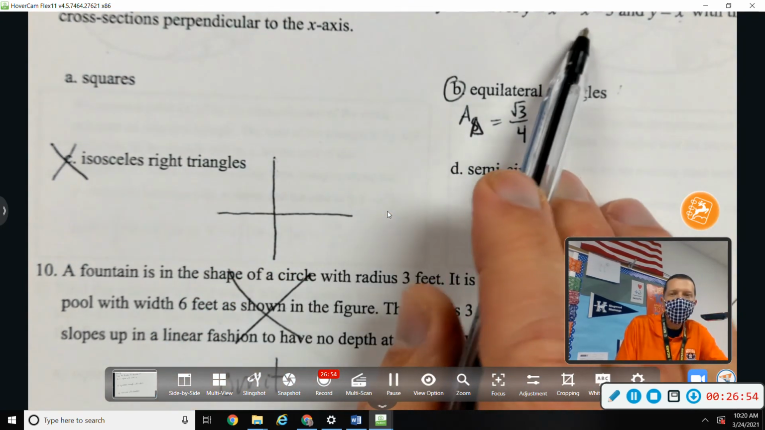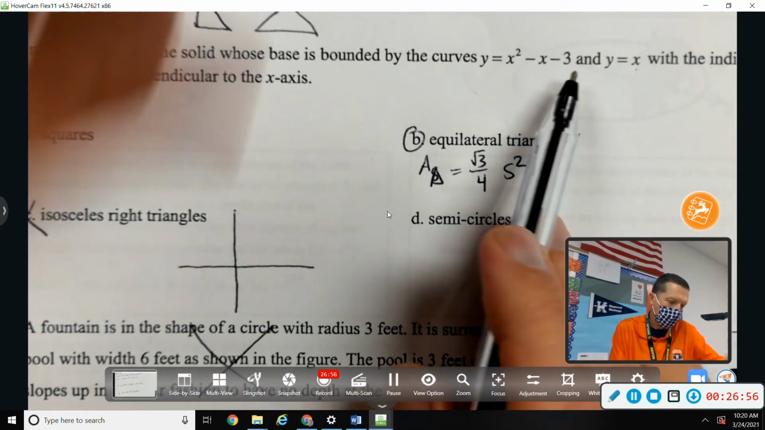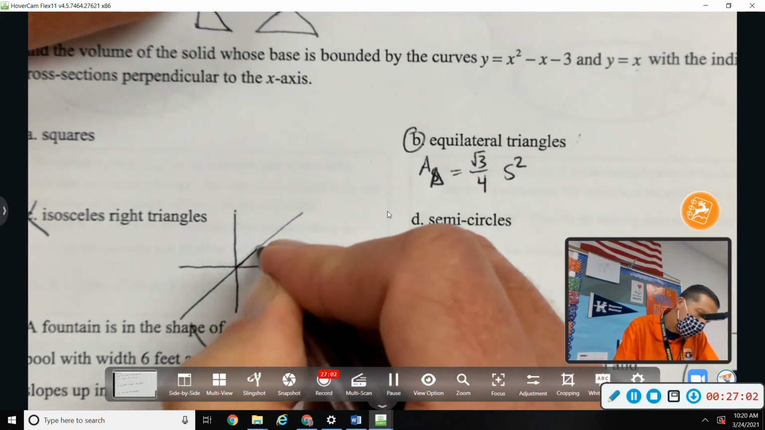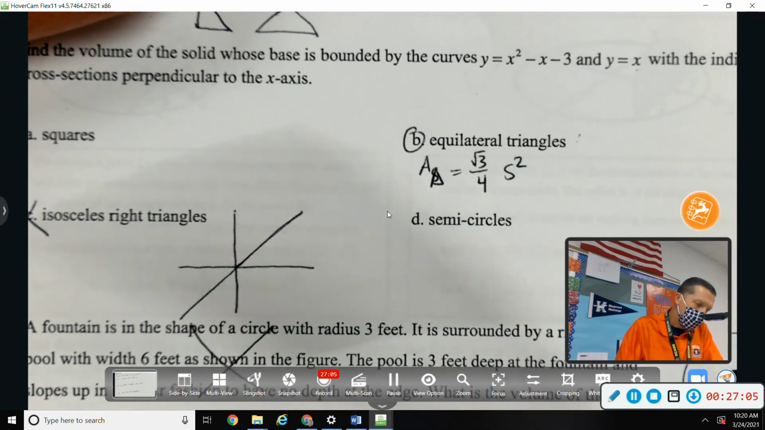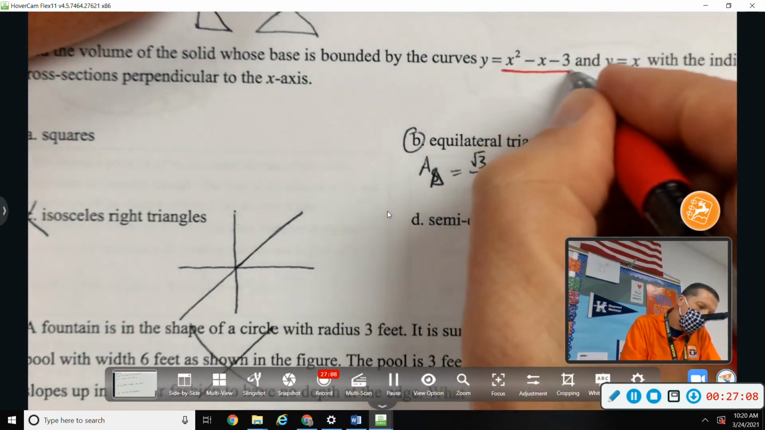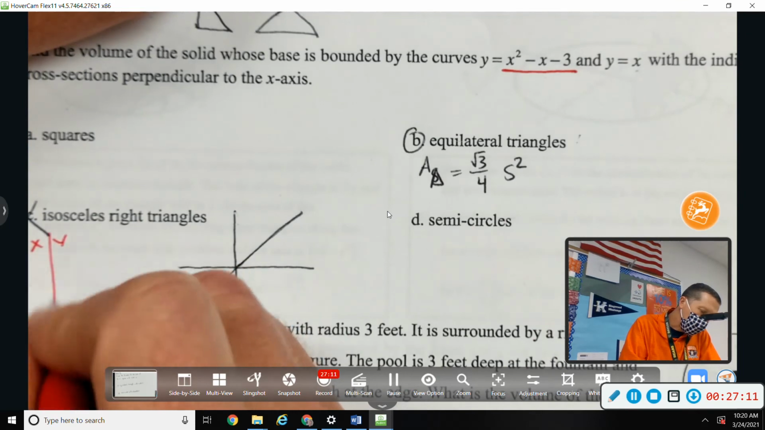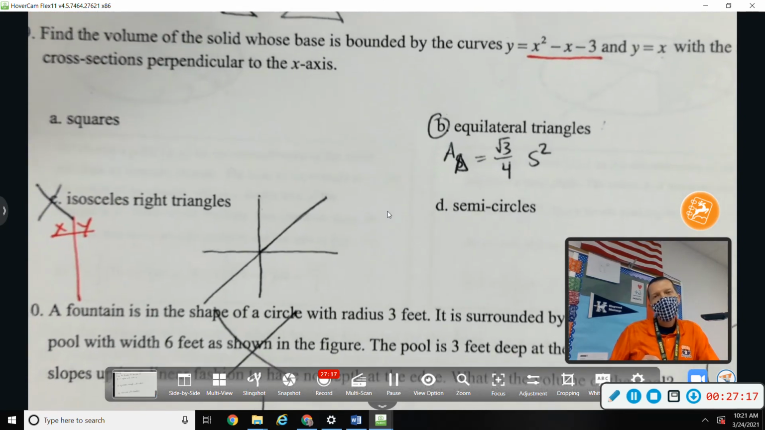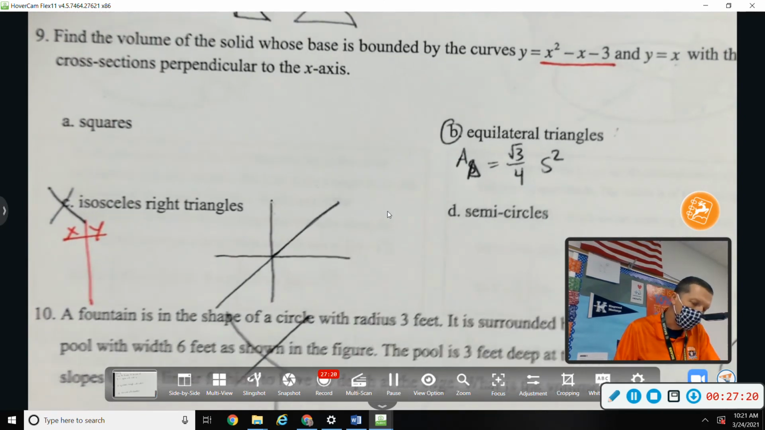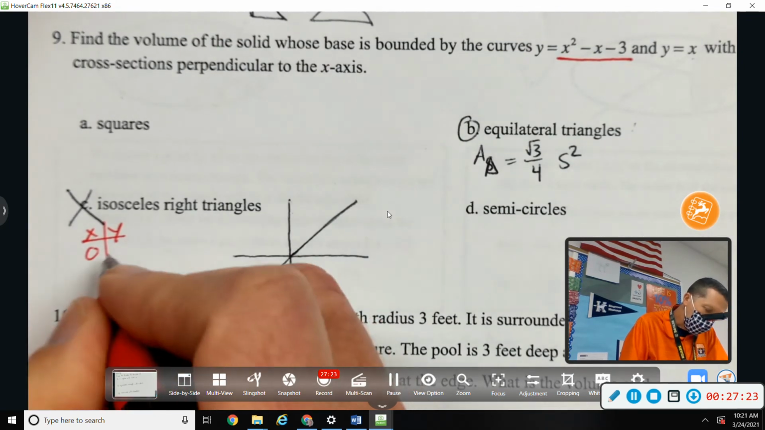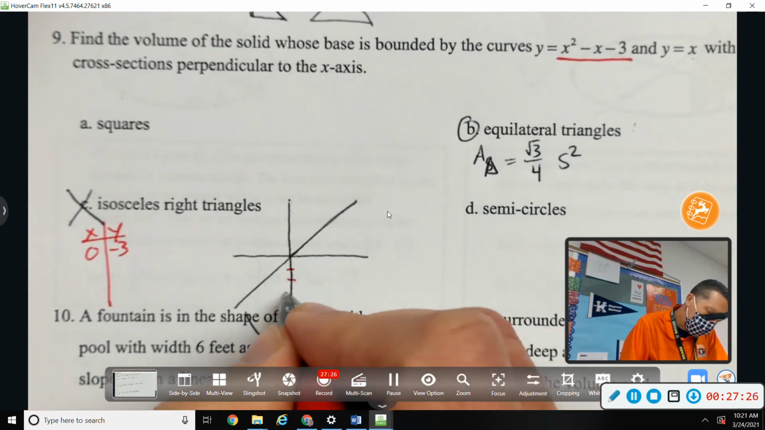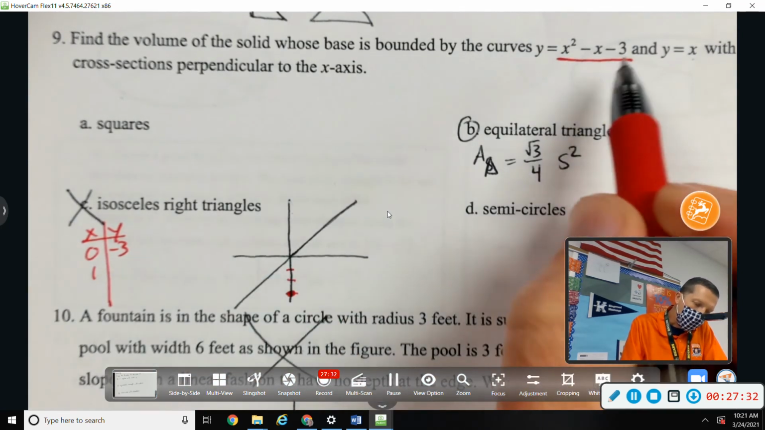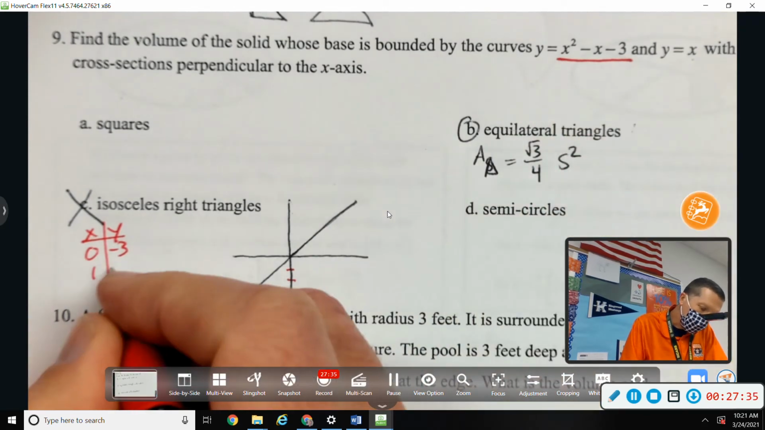All right, well, I need to know what these two graphs look like. Y equals x, that's an easy one. The other one, I'm going to do a table of values for. You could do it in the calculator, but you just have to be super careful. Although I guess you could do a calculator with table of values and kind of combine the two methods. If x is 0, y is negative 3. X is 1. See, 1 minus 1 minus 3 is also negative 3.